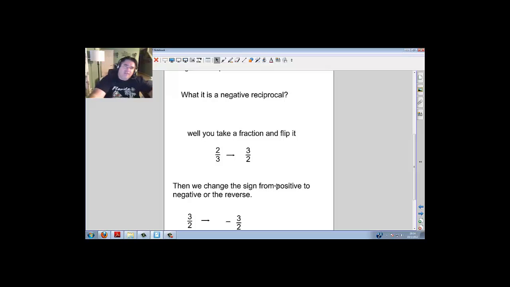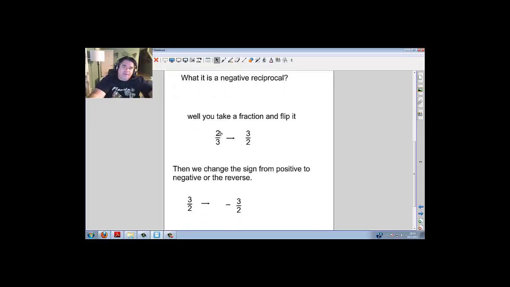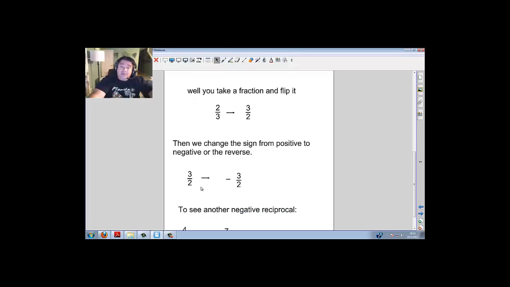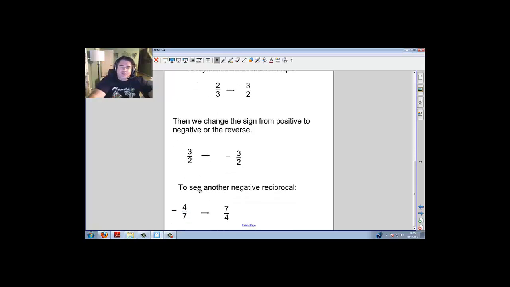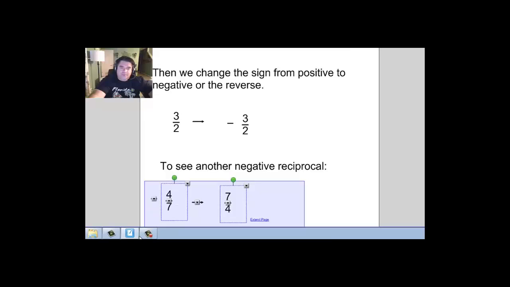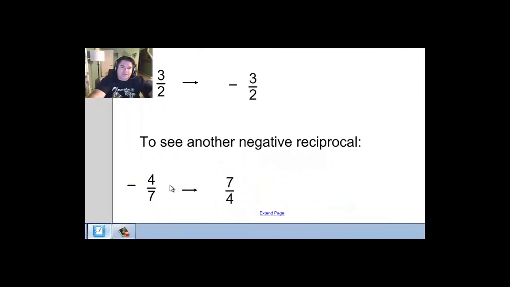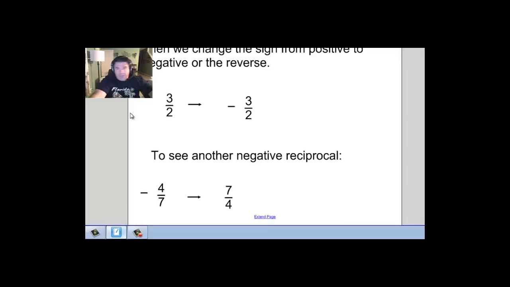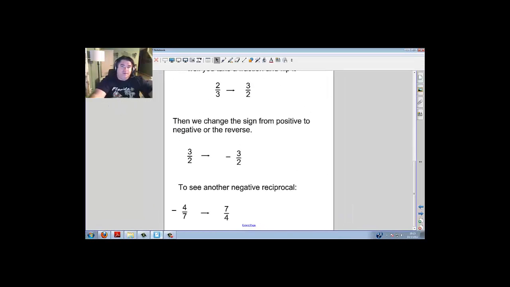And then we change the sign from a positive to a negative, or negative to a positive. In this case, because 2/3 was a positive, we're going to change it to a negative. So 3/2 becomes negative 3/2. So in other words, to take the whole thing together, negative 4/7 becomes positive 7/4. Flip, flip. Flip positive, negative, and flip top and bottom. And if you can do that, this will not be that difficult for you.